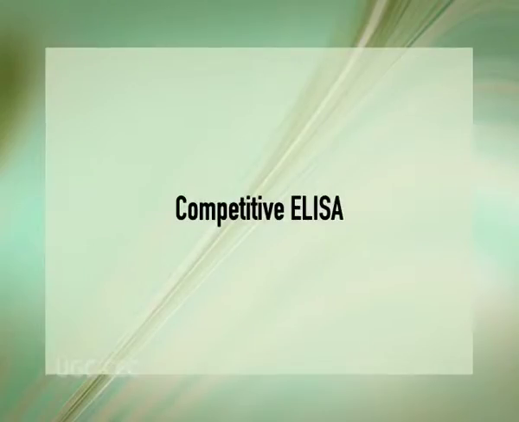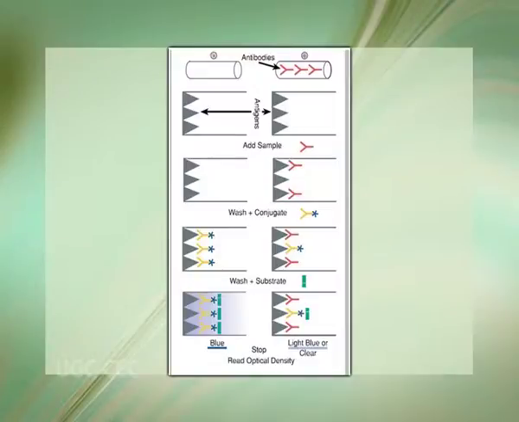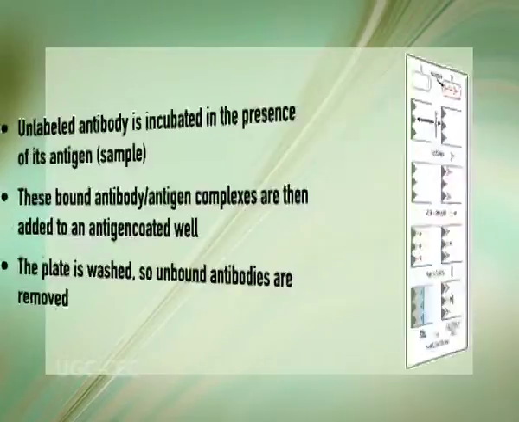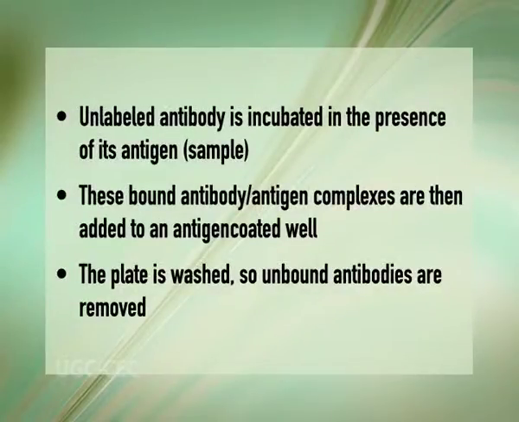Now, let us try to learn about competitive ELISA. A third use of ELISA is through competitive binding. The steps for this ELISA are somewhat different from the first two examples. Number first, unlabeled antibody is incubated in the presence of its antigen, that is sample. These bound antibody-antigen complexes are then added to an antigen-coated well.